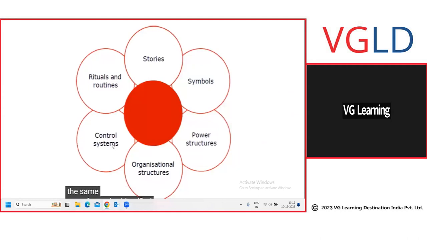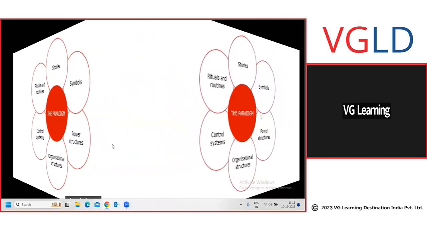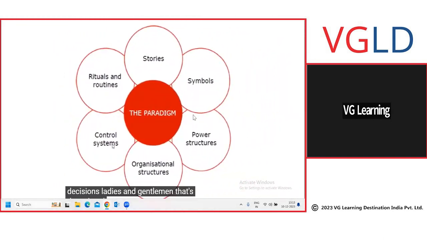After we've identified and evaluated these aspects of an organization's culture, we can then look at the paradigm. This is the overall way things are done in an organization. How does the company respond to events? And how does a company make strategic decisions? Ladies and gentlemen, that's the cultural web in a nutshell.